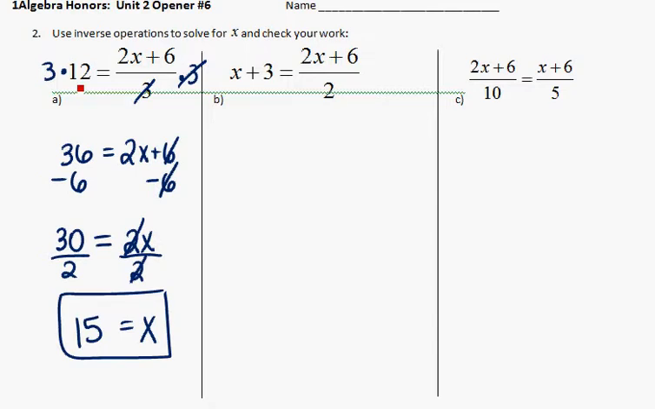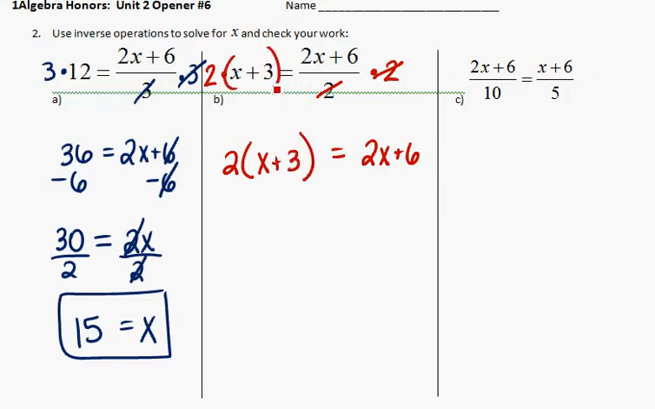In part B, I'm going to start the exact same way that I did in part A. I see that I'm dividing by 2, so I'm going to take both sides of my equation and multiply by 2. On the right-hand side, the 2's cancel out, and I'm left with 2x plus 6. And on the left-hand side, I have 2 times the quantity x plus 3. I'm going to put some parentheses in there to make sure that I remember to distribute my 2 to both terms. So when I do that, I get 2x plus 6 equals, on the right-hand side, 2x plus 6.